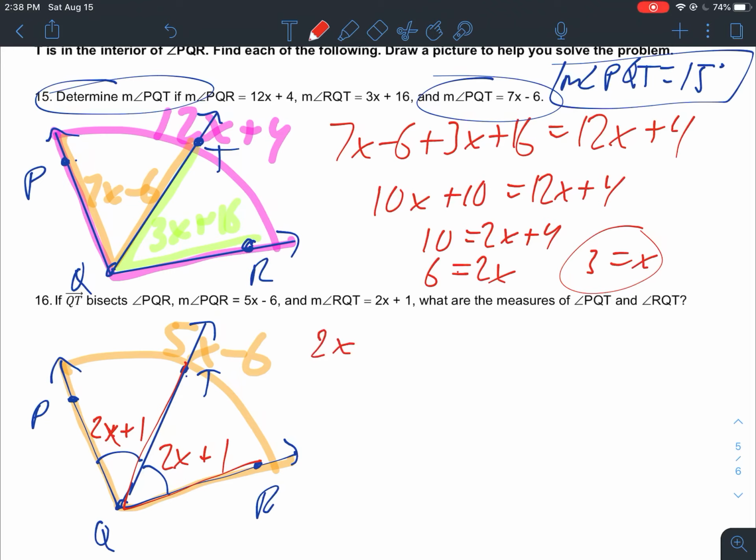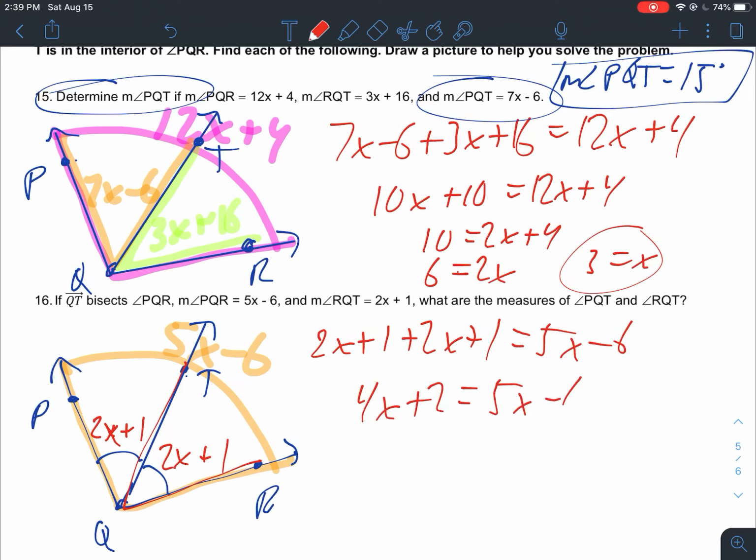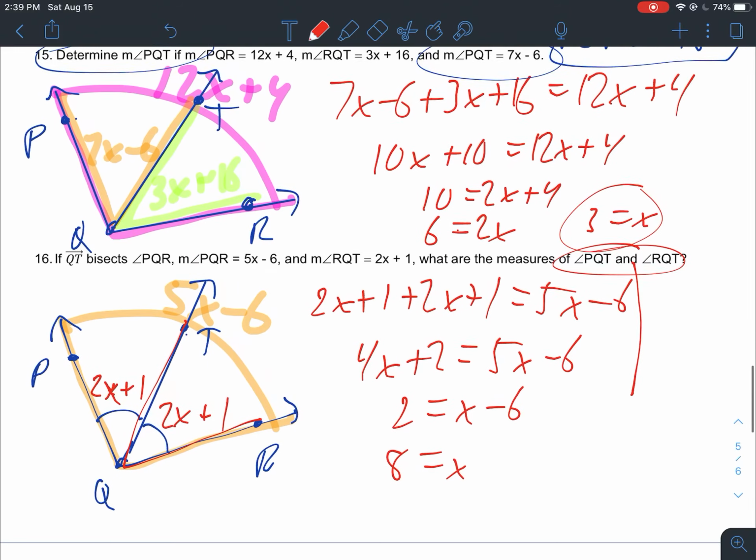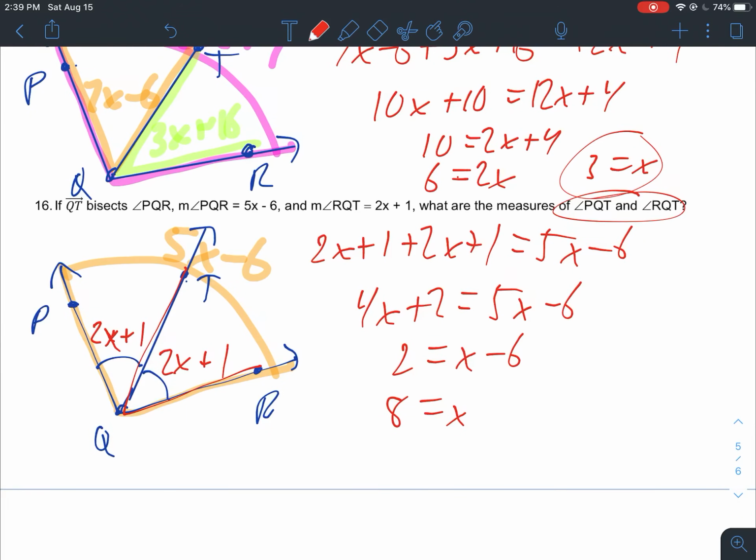So now I can do 2x plus 1 plus 2x plus 1 equals big angle 5x minus 6. Combine like terms. Subtract 4x. Add 6. And again, we're being asked to find the measure of these angles. So take 8. Substitute into PQT and RQT, which they both are the same. So a measure of angle PQT and measure of angle RQT are both 2 times 8 plus 1, which is 17 degrees.